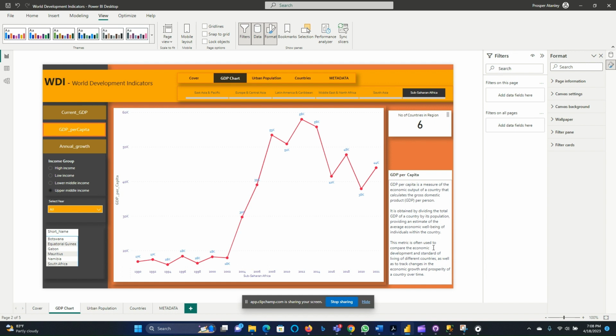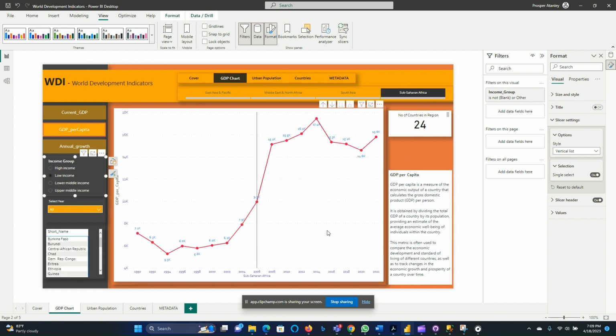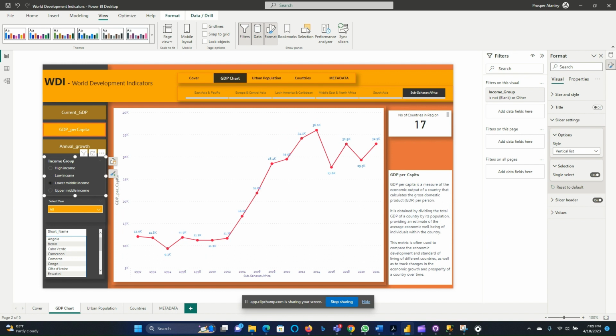Basically, the metric here is often used to compare economic developments and the standard of living of different countries, as well as the changes in the economic growth and the prosperity of the countries. And as I stated earlier, we have six countries here under upper middle income. When you click on high income, we have one country, that's Seychelles. These are under the Sub-Saharan African region. We have low income, 24 countries, and lower middle income, 17 countries. Meaning most of the countries in Sub-Saharan Africa are below the poverty line.